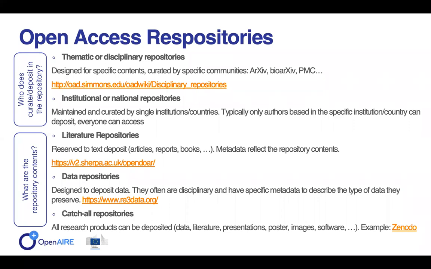On the other hand, we can distinguish the repositories on the content they host. Either we have literature repositories, which are reserved to text, or data repositories. One thing that I would like to stress here is that the kind of content is reflected in the metadata that these repositories host. For example, for literature repositories, we will use a specific kind of metadata to describe the different texts that can be deposited there. Data repositories are very important, and they are often disciplinary or thematic because they have specific metadata that fully describe the type of data they can preserve.